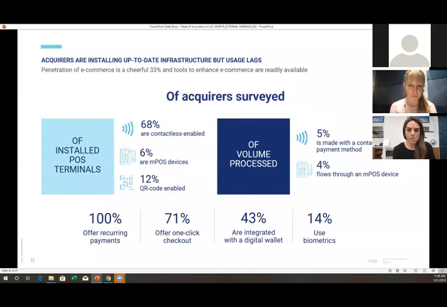Looking at acquirers. Again, we have a variety of technologies being adopted by acquirers, but still a lot of work to be done in the usage. So for example, across all POS terminals from the acquirers we spoke to, 68% of those are contactless enabled. However, when we look at volume, only 5% of volume processed by these acquirers is made with a contactless payment method. So one very distinct insight that we tend to see with acquirers is you may adopt new technology and enable new technology for your customers, but the level to which that is being adopted by consumers may be very different. And so innovation also is closely tied to how well you are pushing that down the funnel to consumers, and how well they are adopting the technology that you're offering to the market?